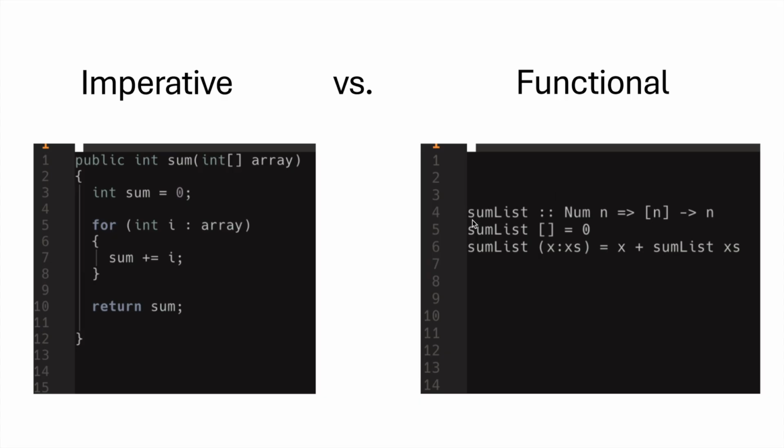which is just an n, a numeric. On the next line, we define the first action this function should take when it's given an empty list. In this case, we simply return 0 for all calls on an empty list.